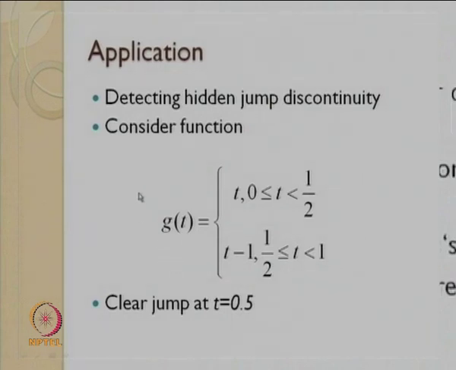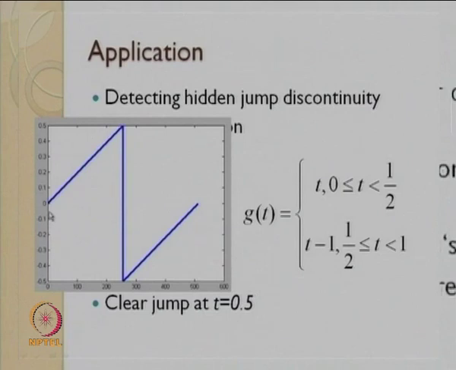And to bring out the significance of vanishing moments, we looked at a particular example, a particular application where we wanted to detect the hidden jump or hidden discontinuity. We started off with this function g of t, and we can clearly sense that there is a discontinuity or a jump at t equal to 0.5. And the function looks like this, and at 0.5, there is a clear jump. However, such functions are easier to analyze. The discontinuity can be sensed even with the naked eye.